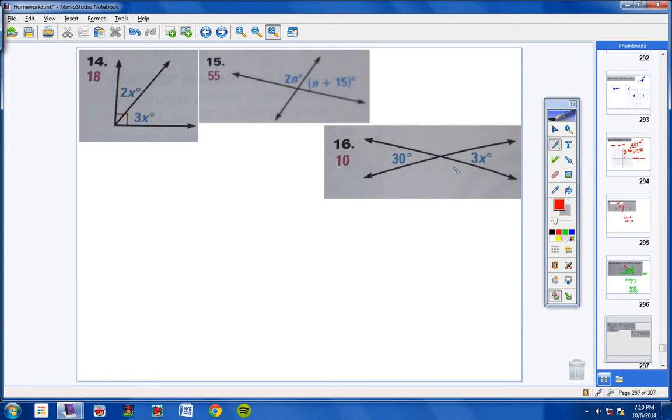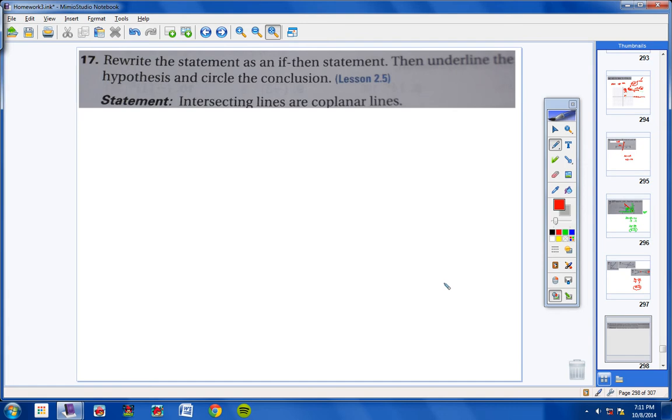And when do you have vertical angles? When two lines intersect, the angles that are across from each other are vertical. So really, if this angle here is 30 degrees, then this angle over here is also 30 degrees. So we can say that 3x equals 30. Divide both sides by 3, excuse me, and x equals 10. Okay? All right, moving on to number 17.